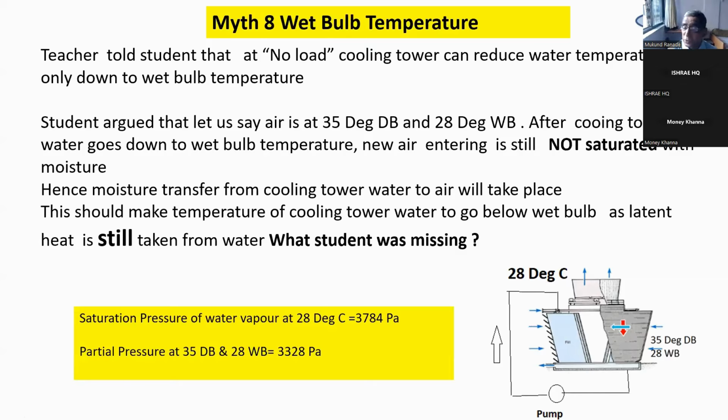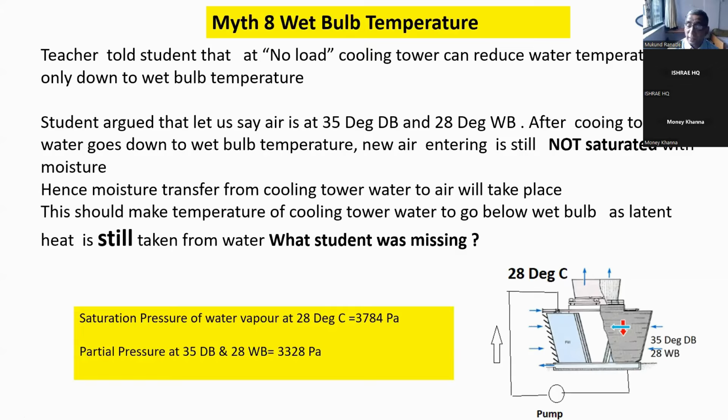The teacher was teaching wet bulb temperature for the cooling tower, and he says that the minimum temperature which the cooling tower can give is the wet bulb temperature under the no load condition. That is what the teacher told the students. But one smart student said, no sir, I don't accept it. The teacher asks, why don't you accept it?